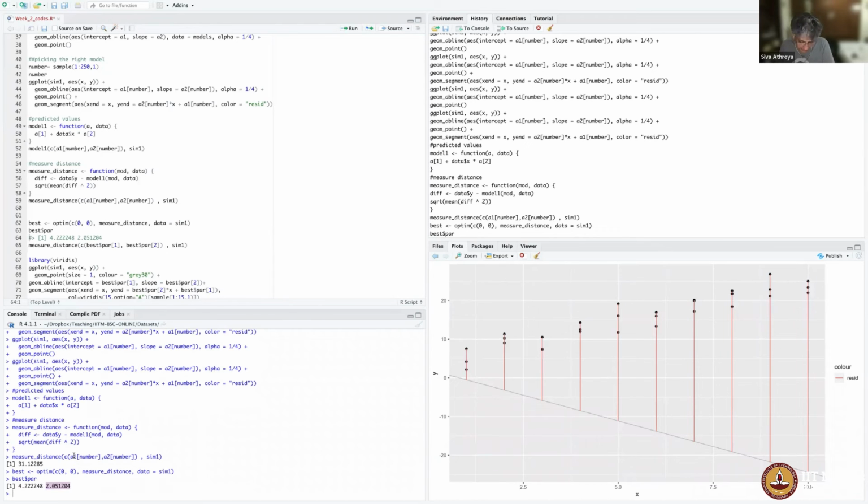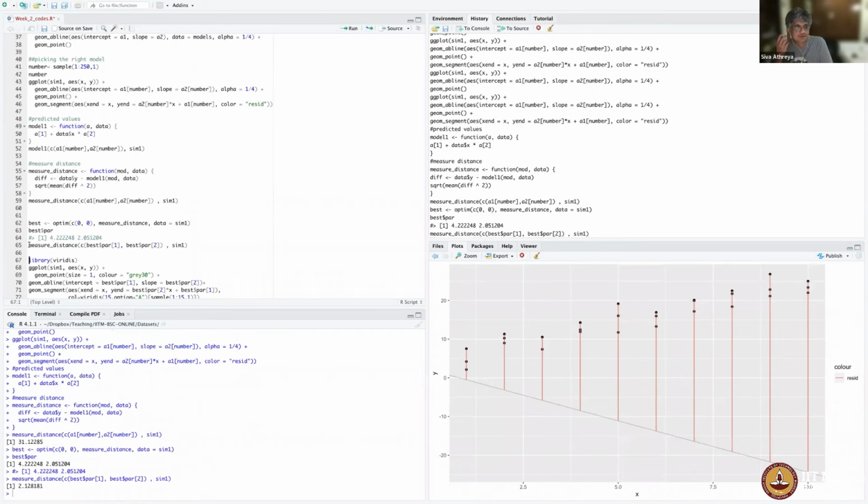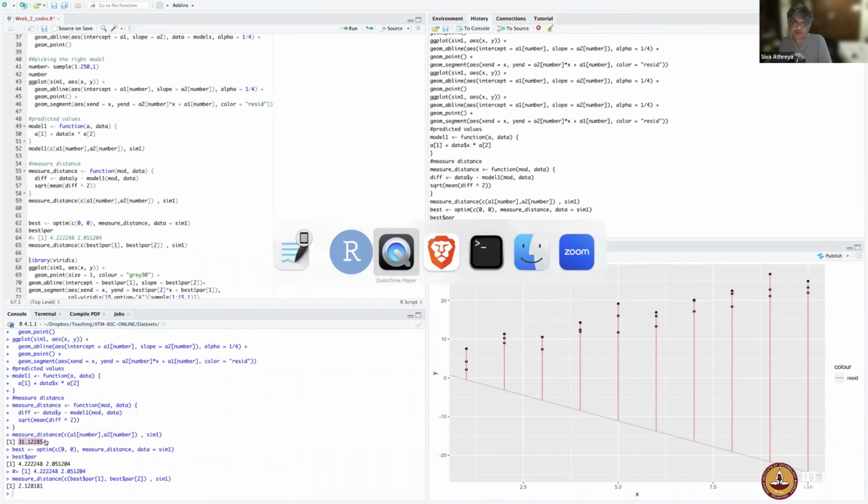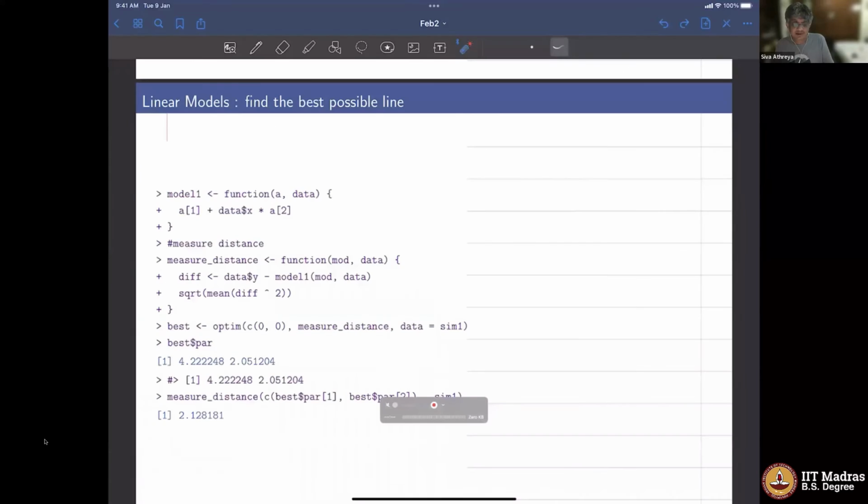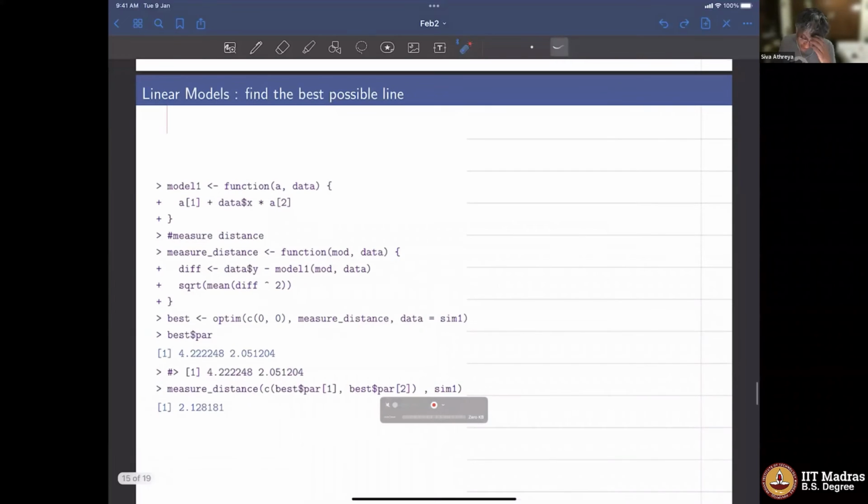You can also see what the distance at that point is. That distance is 2.12. Compare that with the distance for the line that we had, which was 31. That's quite large, right? Now let me go back and explain what's going on here in mathematical terms. So what am I going to do now? I have my data points. Data points are (xi, yi).